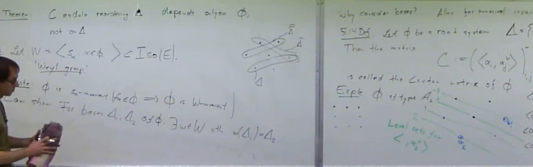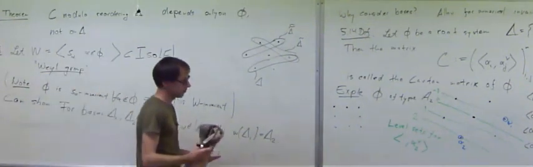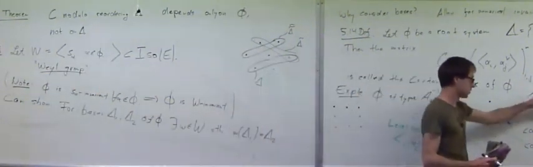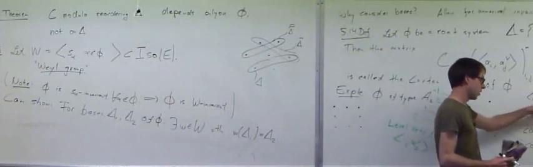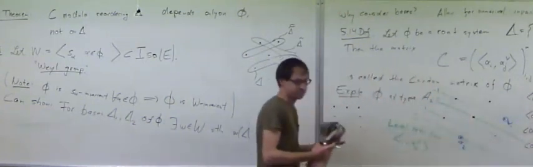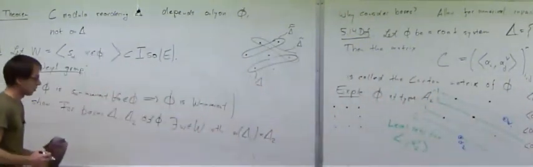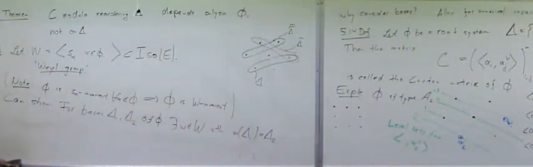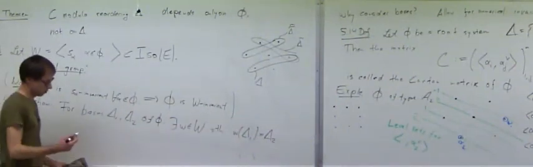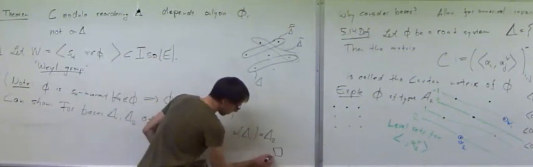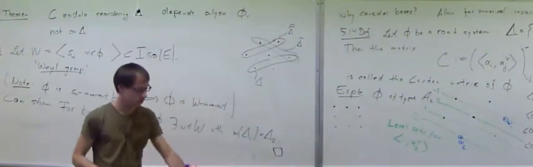And, well, because it's an isometry, it's clear that it preserves the inner product. So it preserves this angle check expression. So it preserves the Cartesian matrix. So this is the proof here.